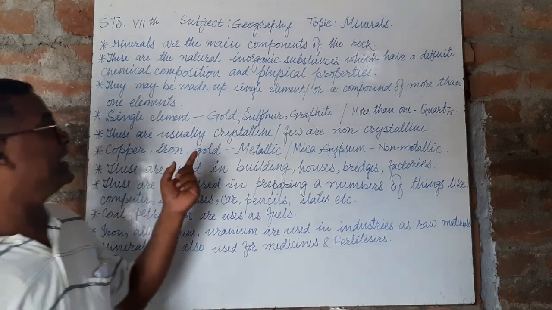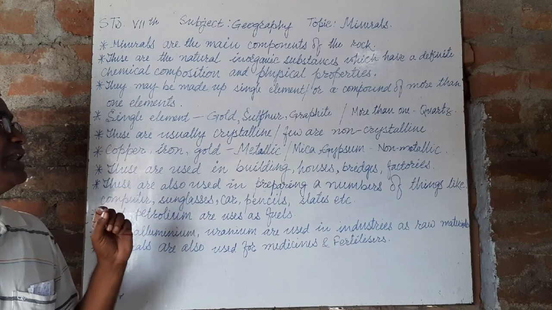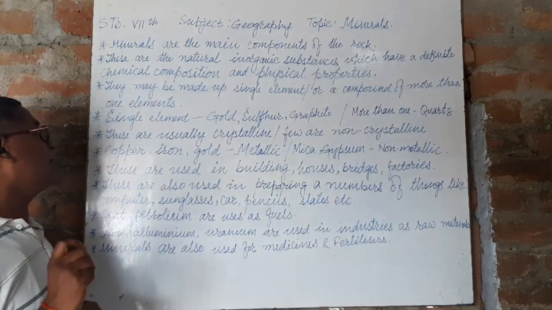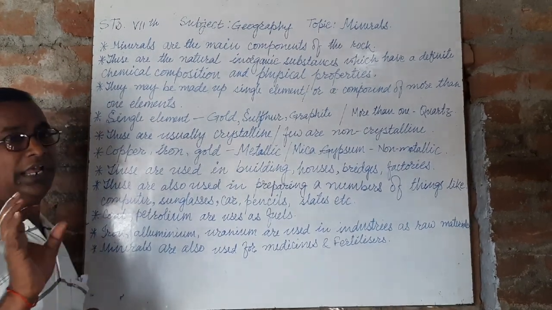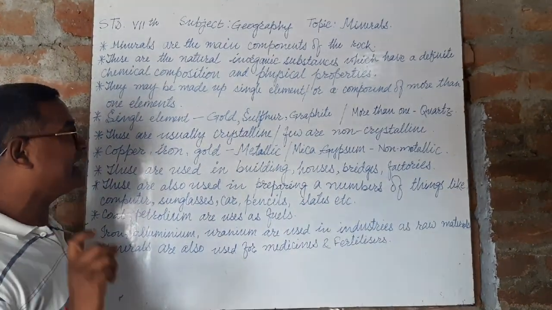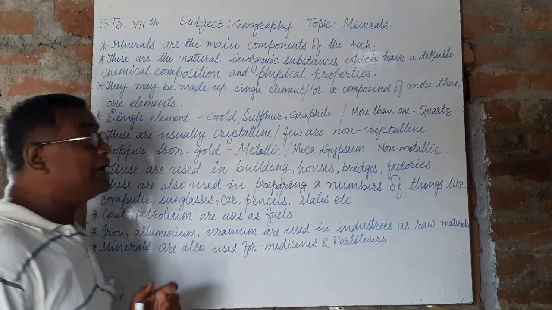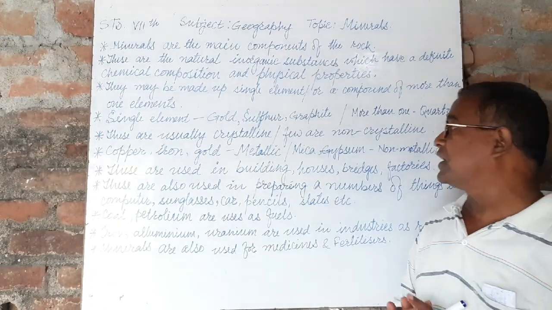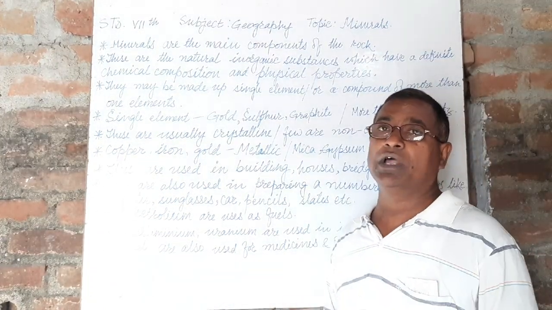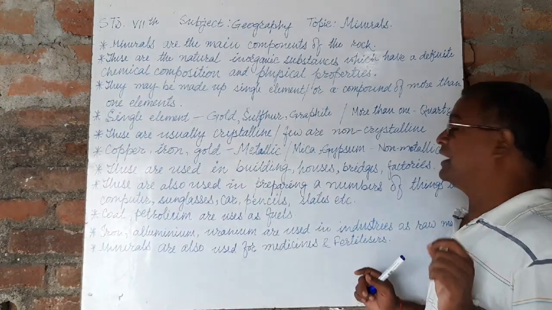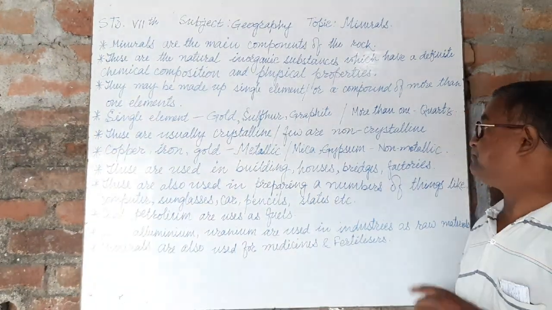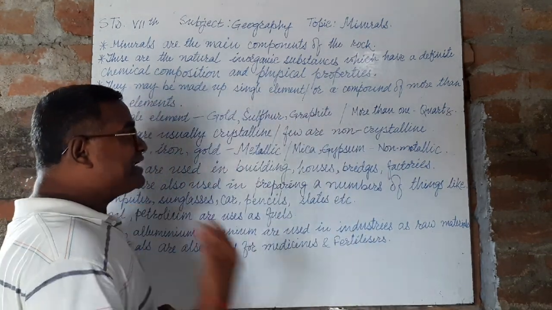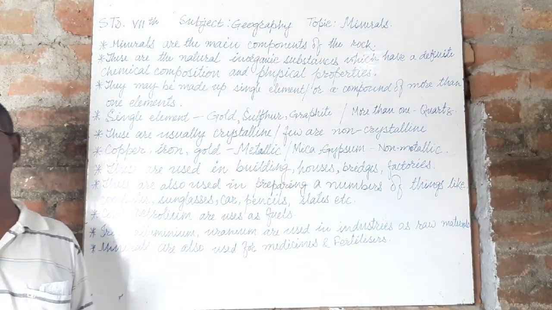So minerals are usually crystalline. Crystalline means rava, means dana. So minerals are usually in crystalline form, ravadar form में, दानेदार form में होते हैं, and a few are non-crystalline, non-rava, non-दानेदार. Minerals are also classified on their properties, such as copper, iron and gold.